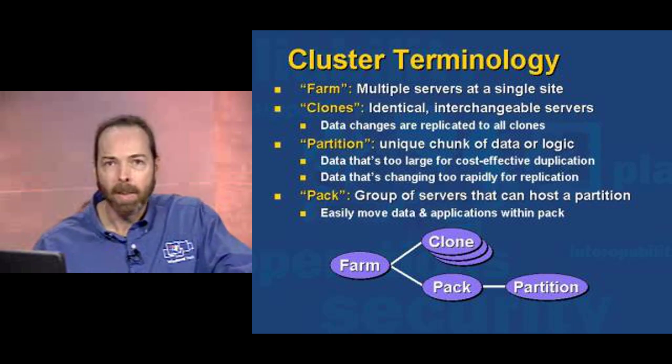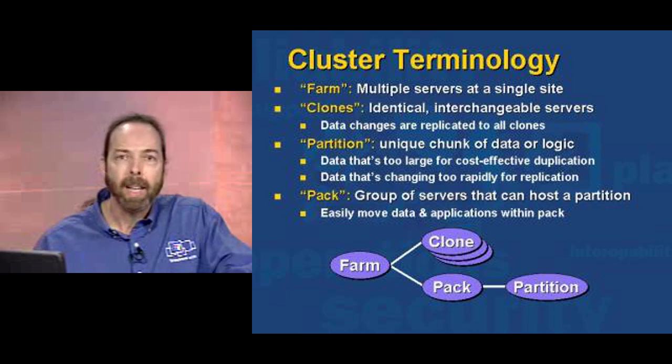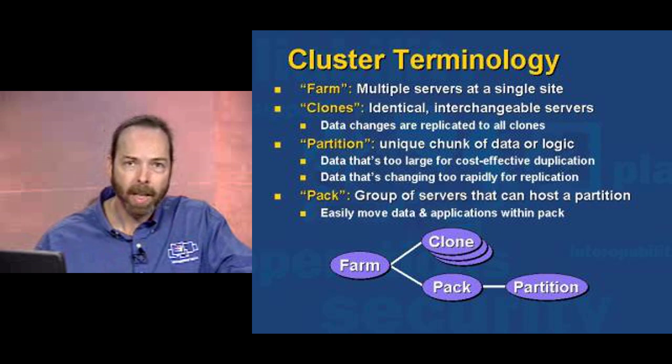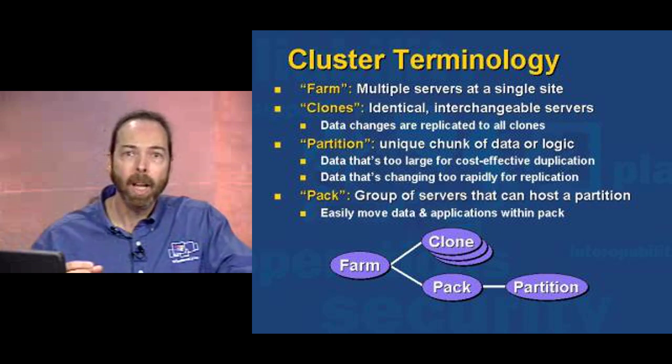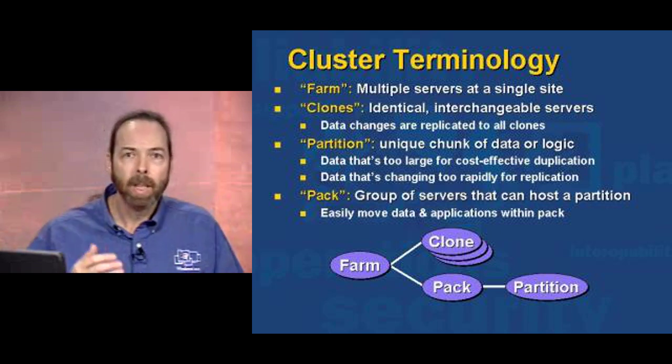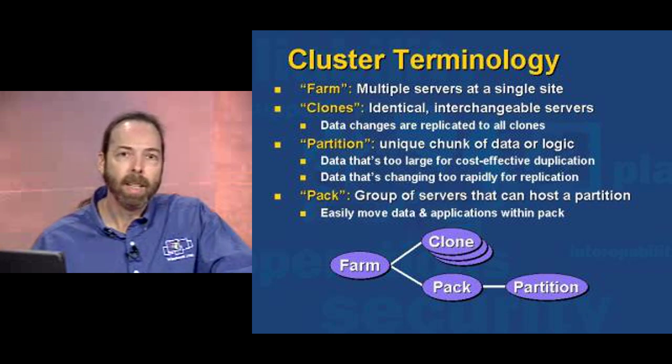Network load balancing is the most obvious example. This is a case where I've got multiple servers, each of which has the same data, same applications. When a connection comes in, you don't care which one the connection goes to because they're all clones. And so it takes one type of clustering technology for clones.